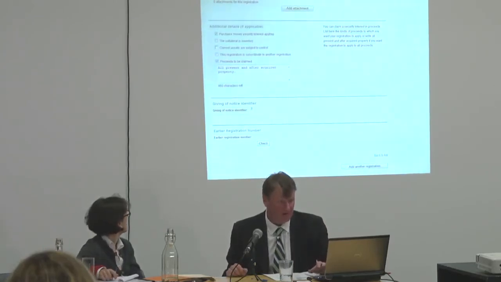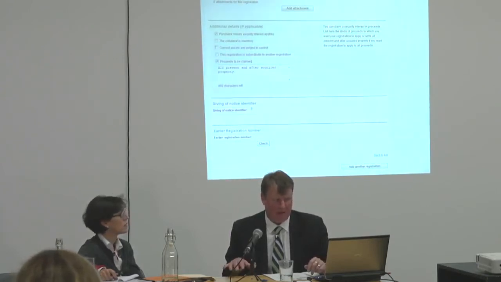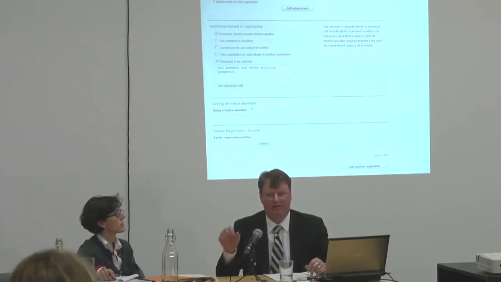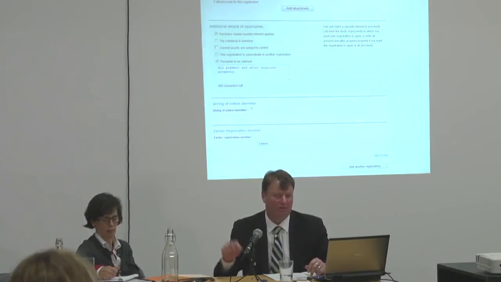The next box, the giving of notice identifier, is basically just a box where you can write a reference number for your own use. You don't have to put something in there, but if you do, then anybody that's communicating with you about the registration has to use that file number or reference or whatever it is.